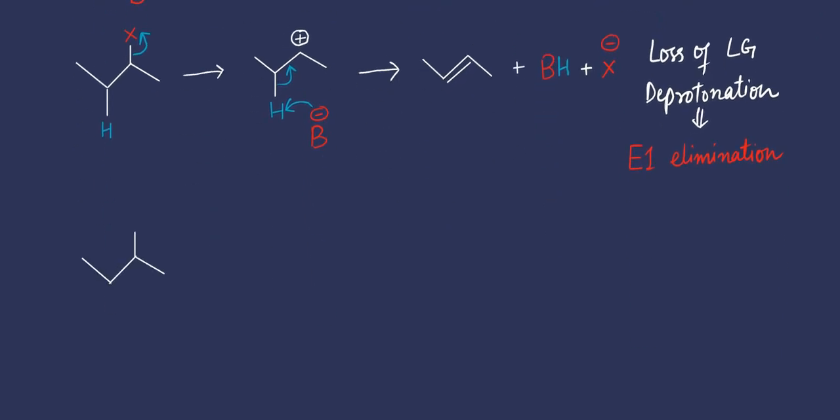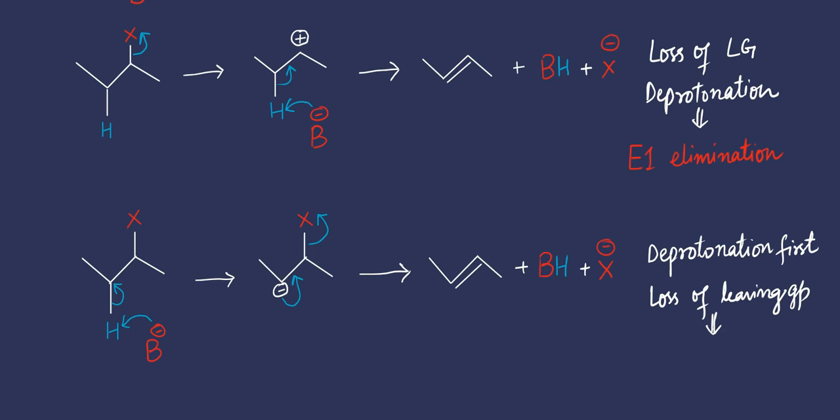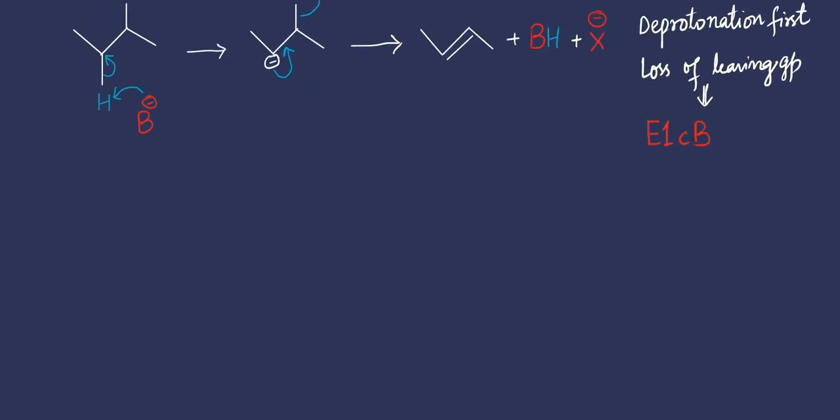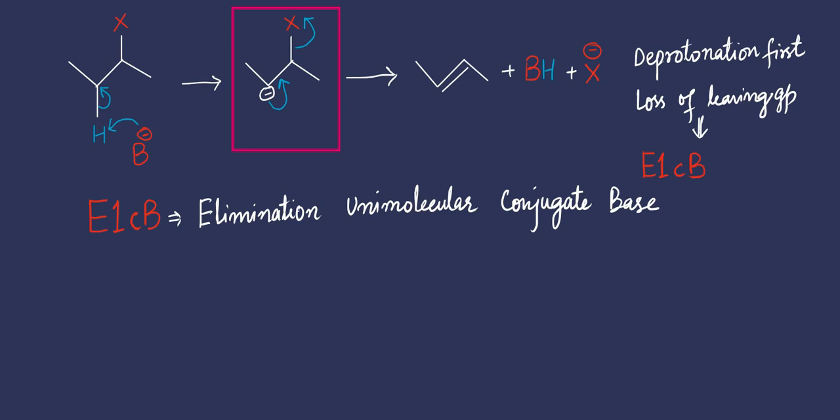There is another way of eliminating HX. That is, the base abstracts this beta proton to generate a carbanion first, which then pushes the leaving group out, to form the alkene product, along with the conjugate acid and leaving group. Thus in this case, deprotonation occurs first, followed by loss of leaving group. Such an elimination is called E1cB. E1cB stands for elimination unimolecular conjugate base, because this anion is the conjugate base of this acid, which loses a proton to a base. The second step, which is loss of a poor leaving group from the conjugate base, is slow and thus the rate determining step. Therefore, it is also designated as unimolecular elimination E1 from a conjugate base, cB.